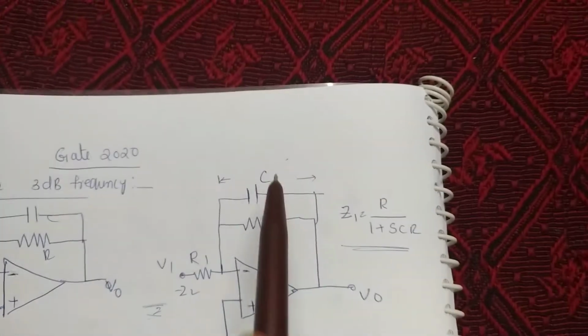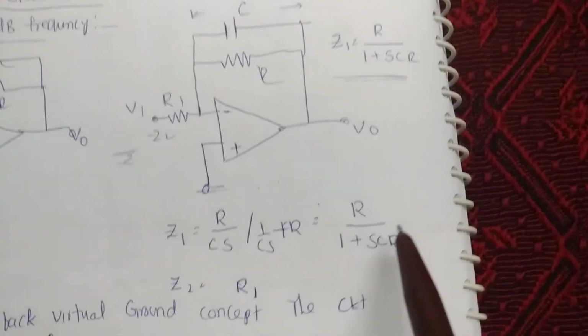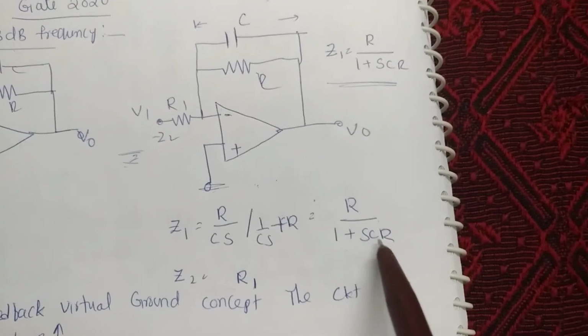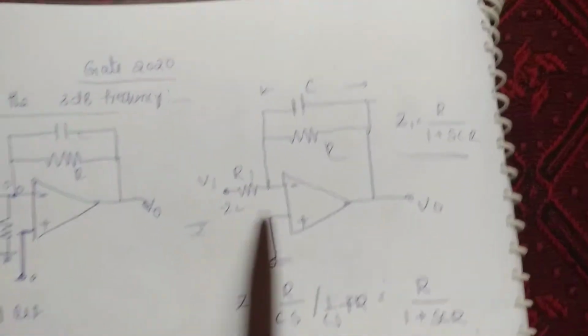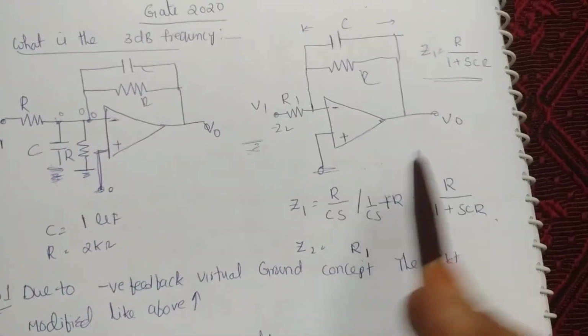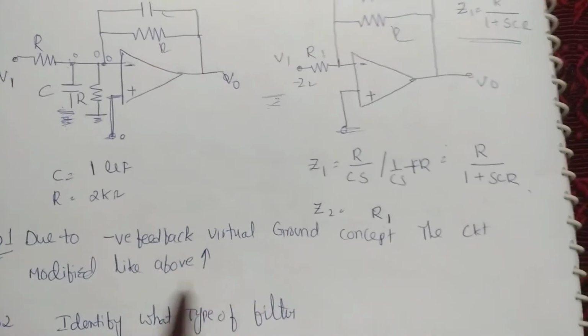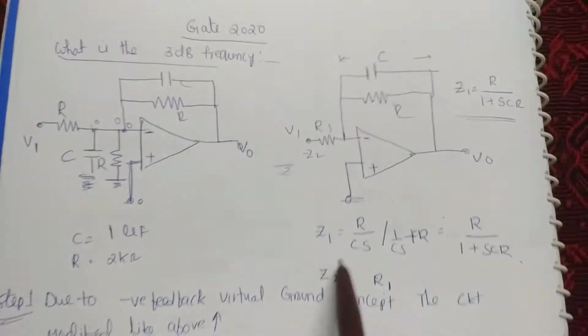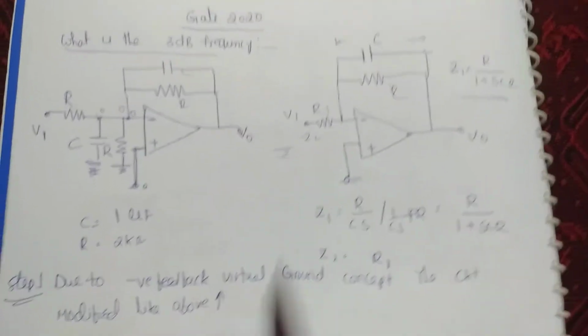What is Z1? C is connected in parallel with R, so Z1 is nothing but R by 1 plus SCR. Z2 is equal to R1. First you have to simplify and modify this circuit by applying the virtual ground concept, and it becomes like this. So Z1 is in the feedback loop and Z2 is on the input side.